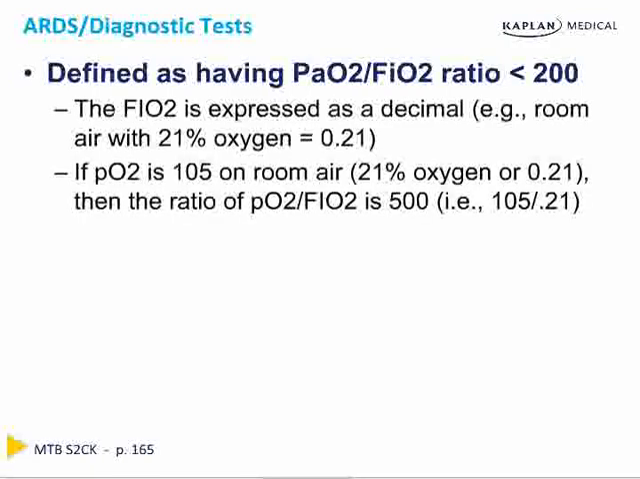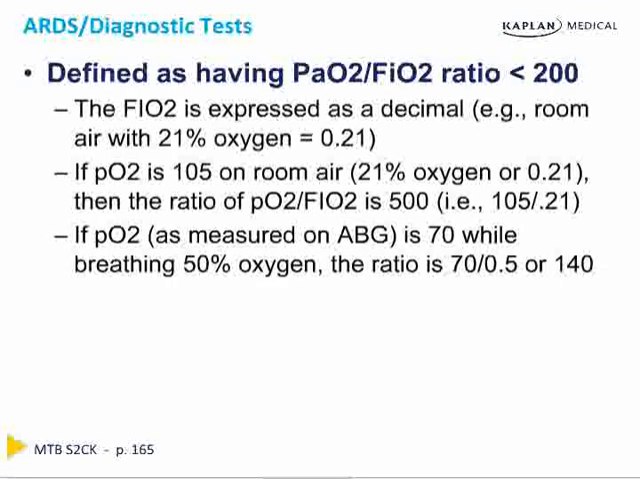If the PaO2 is 105 on room air, for example, and therefore the fraction of oxygen is 0.21, then the ratio would be 500, and that patient cannot be said to have ARDS. If, for example, you have a patient with a PaO2 of 70 while they're inspiring 50% oxygen, then the ratio becomes 70 divided by 0.5, or 140. This patient would fit criteria for ARDS.